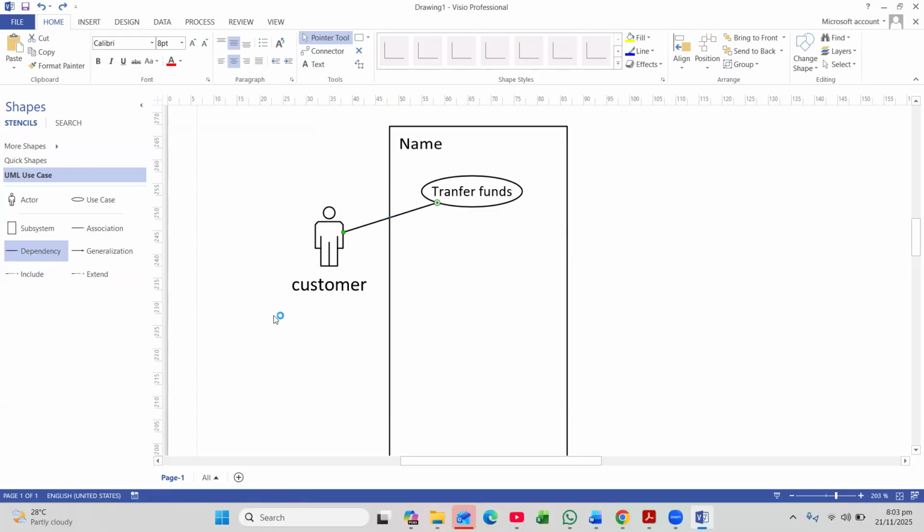So in the exam, I can ask, what kind of relationships does use case have? One of the kinds of relationship is an association relationship. An example of that is a customer who is doing transfer of funds, and there is a relationship between the customer and the transfer of what? Funds.